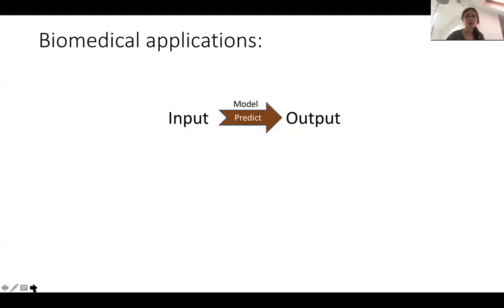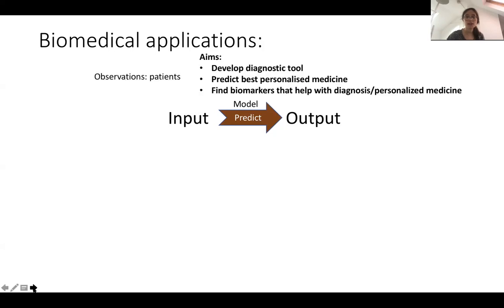First, we'll go over different applications of classifiers in biology. For example, there's many biomedical applications for classifiers. For example, each observation might be a different patient. Our aims might be to develop diagnostic tools to predict the best personalized medicine for the patient. And then, once we build such models, we could then look at those models and try to identify biomarkers to help with diagnosis or biomarkers that help decide which personalized medicine to give each patient.